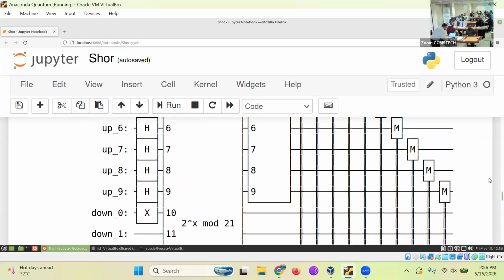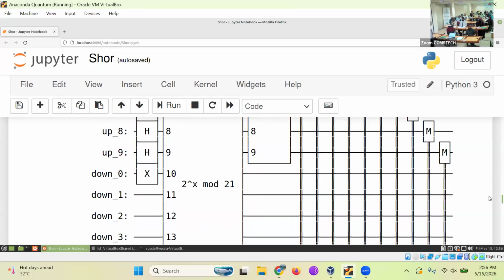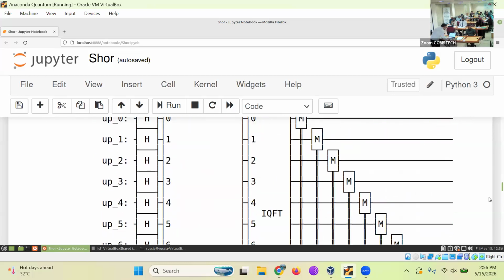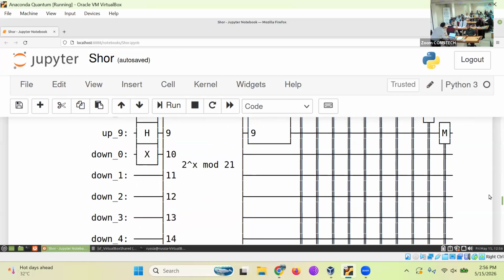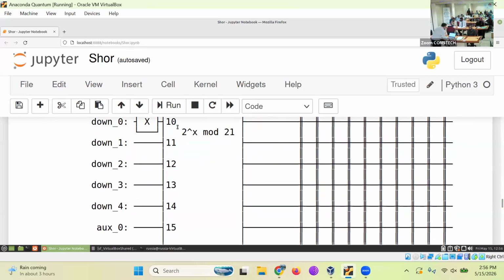Okay, and this is the gate 2 raised by x mod 21. Then this is the inverse quantum Fourier transform, and these are the measurements. And remember, I do measurements only on the up bits, not on the down bits, because down bits will not play any role here. They are required for this circuit, for this gate 2 raised by x mod 21.